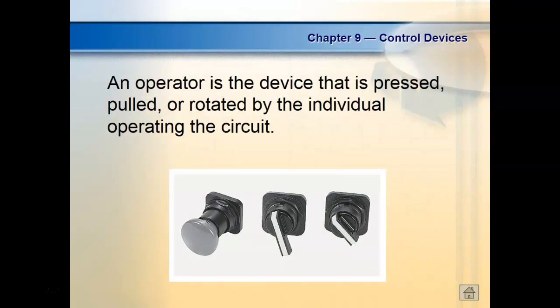So selector switches: an operator is a device that is pressed or rotated by the individual, which causes the contacts to change position. So if you push that button, all your normally open contacts would close, and all your normally closed contacts would open. When we're talking about normally open and normally closed contacts, it's when the operator is not being activated, right? Everybody understand that? So these are all selector switches except the one on the left, that's a push button.